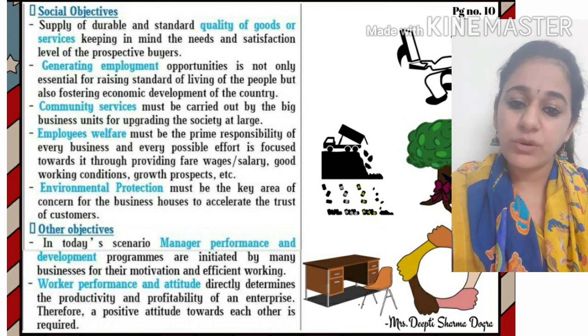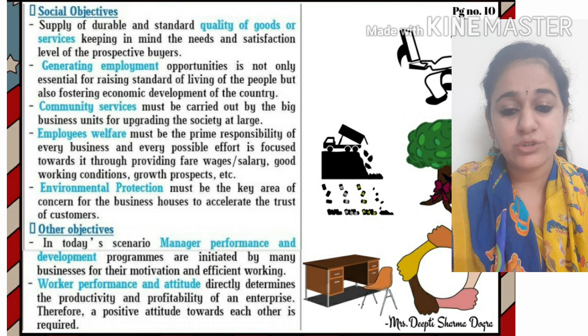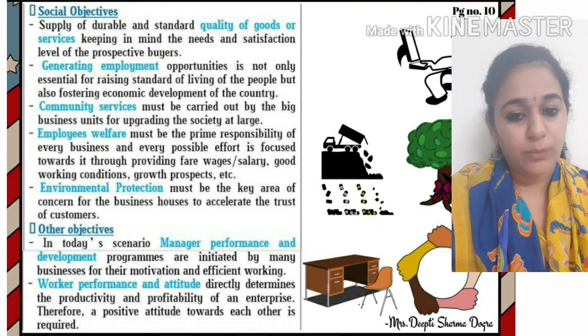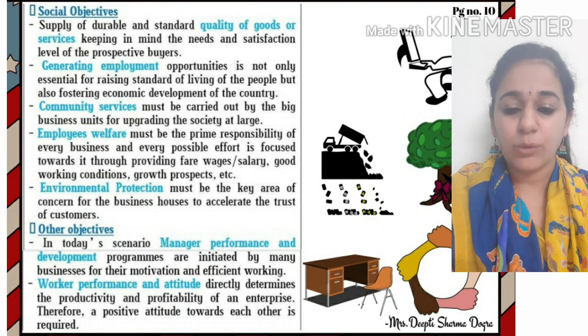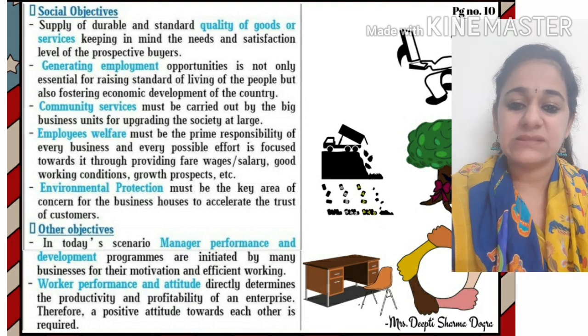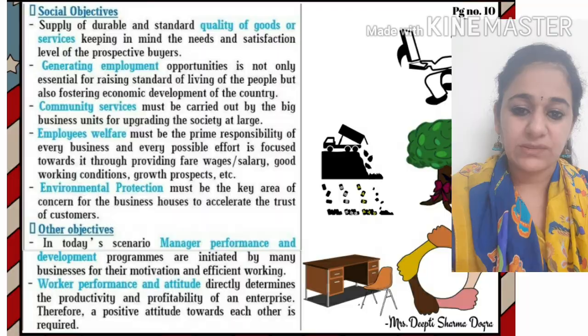We have studied 4 different categories of objectives. The first one is role of profit, or you could say profit as the main objective of business. Number 2, economic objectives. The mnemonic for the same is P, Miss, U. Then social objectives, and last is other objectives.